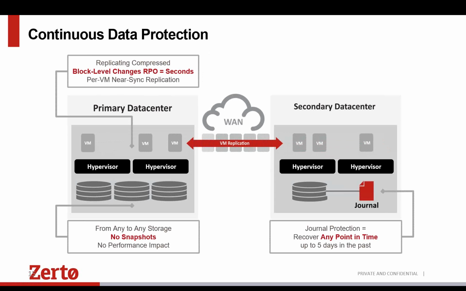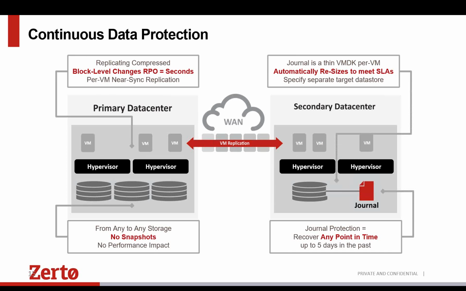But actually, this has been extended in Zerto 4.0 because we're now going to allow recovery to any point in time up to 14 days in the past. So from any second, any point in time in those 14 days, the journal maintains the write order fidelity of all the writes in the virtual protection group, allowing recovery to increments every few seconds, which I'm sure you'll agree is extremely powerful. And we also automatically resize this journal to meet the SLAs defined.